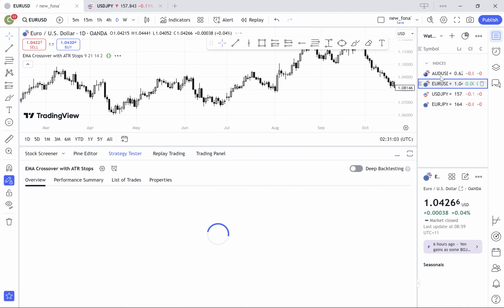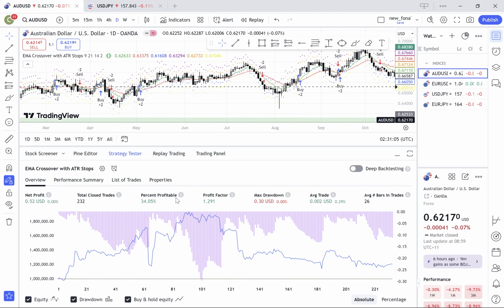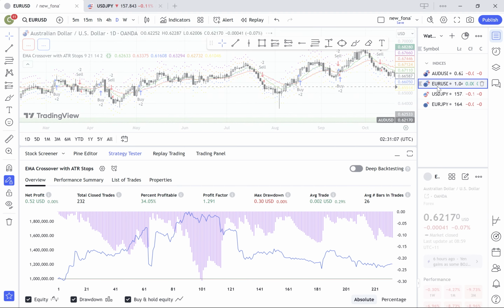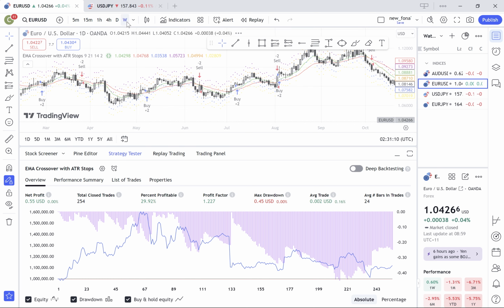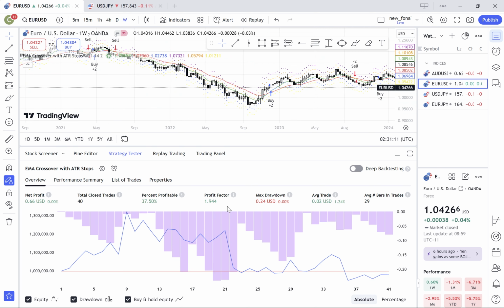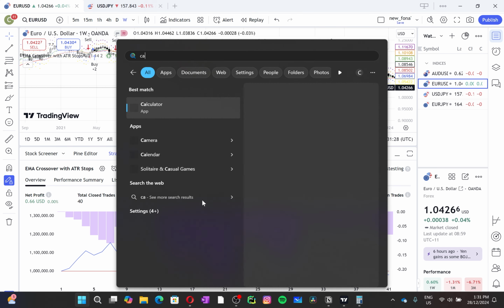With AUD USD, it is actually good. So let's see in EUR USD, if I go into the weekly time frame, it is a 1.944 ratio, which means that for every trade, the average risk reward ratio of combining everything together is 1.944. And so having 1.944 with a 37.5.